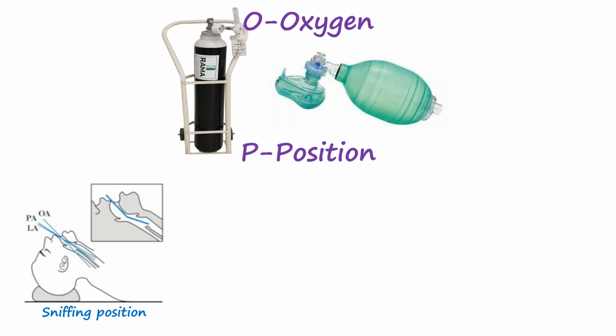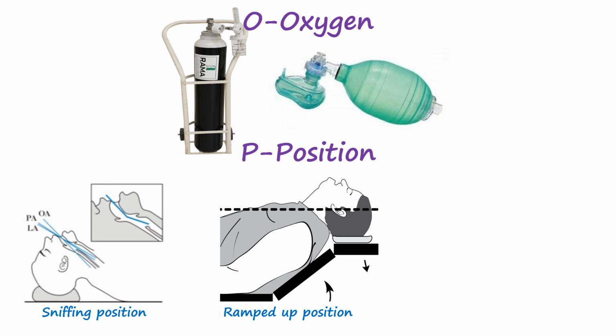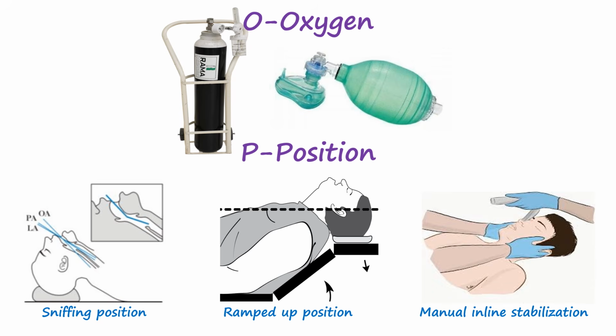In obese patients, this is modified to a ramped position, where the upper body and head are elevated on blankets or a specialized ramp until the external auditory meatus aligns horizontally with the sternal notch. For trauma patients requiring cervical spine stabilization, the neck is immobilized while carefully adjusting positioning to balance airway access with spinal protection.